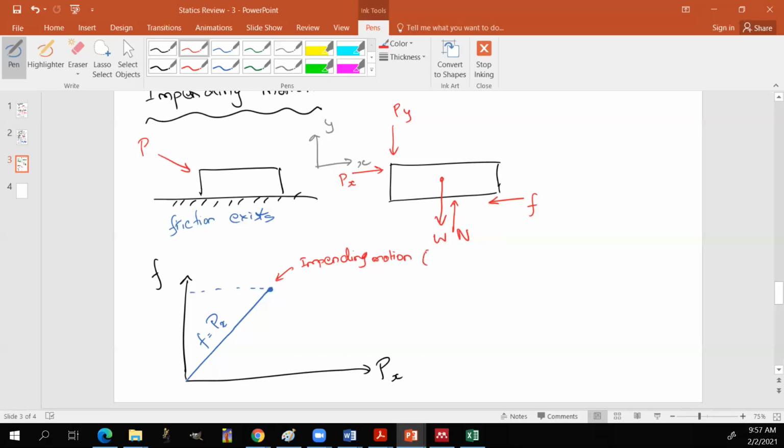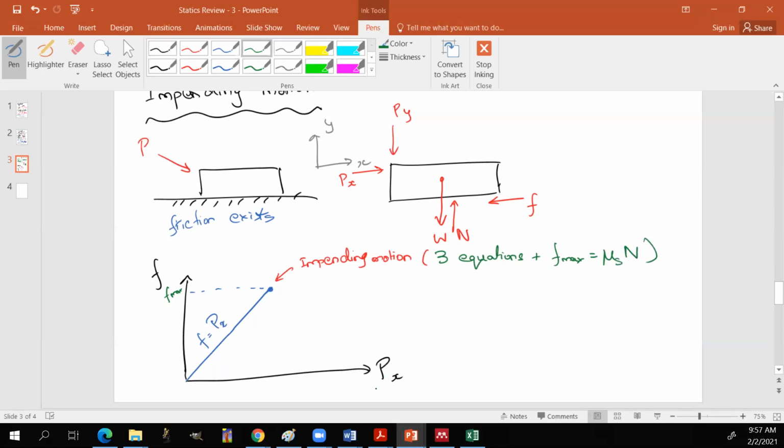Right? Because you will have your three expressions: your equilibrium forces in the two directions and your moment equilibrium. So three equations. And then you will have this F max value, which is equal to what? Coefficient of static friction times normal force. So that's the value over there.